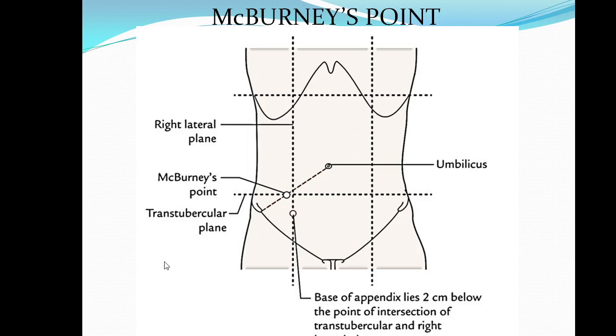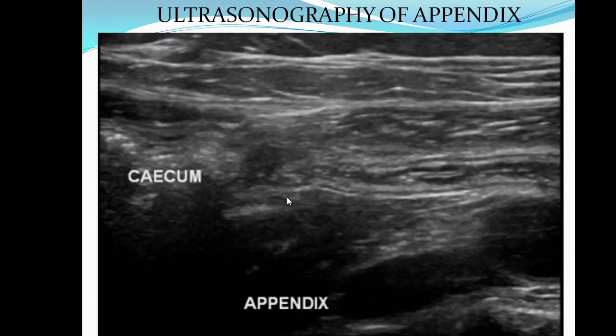Here in this diagram, you can see McBurney's point. This is the anterior superior iliac spine, this is the umbilicus, and at the junction of the medial two-thirds and lateral one-third, you find McBurney's point. This is the ultrasonography of the appendix. You can see the caecum here, and this is the appendix. So you can visualize the appendix in ultrasonography.